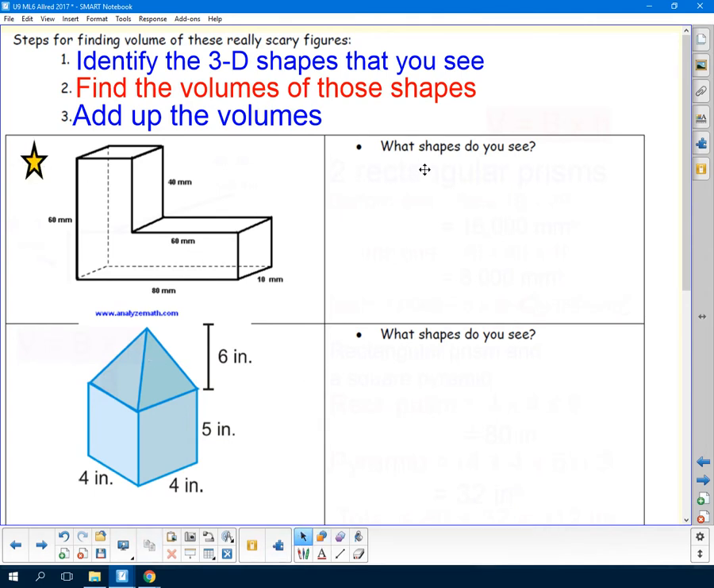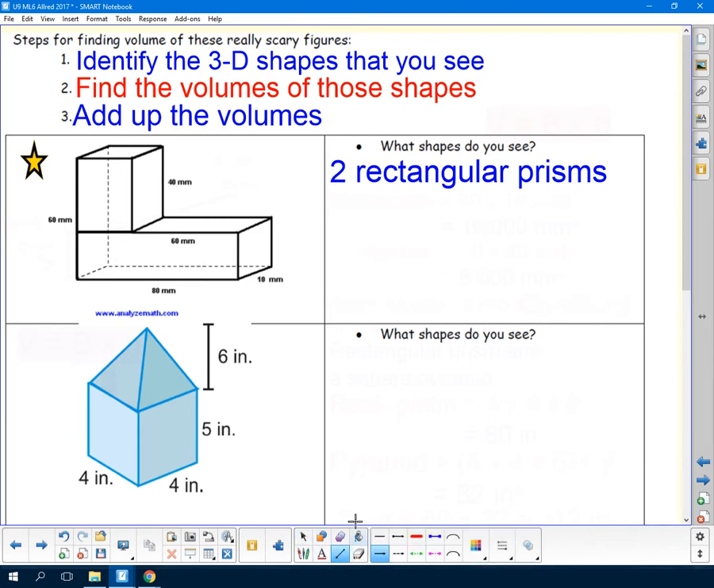On this first shape, what do you see? You see 2 rectangular prisms. What I'm going to do is cut this prism up. I'm going to draw a line right there around that guy. I'm also going to draw another line back here on the back so you can see where it ends on the other side. We're going to draw a line right here for you as well. So you see 2 different prisms. I see a smaller prism on top of a longer one. We're going to find the volume of both of them.